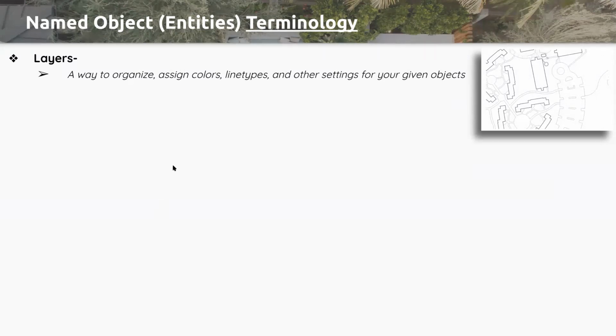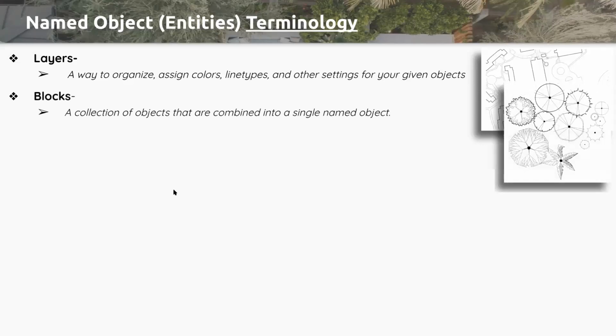So that's what a layer is. A block is basically a collection of objects combined into a single named object. So it could be broken out into different layers, the line types that you're going to be using, or the object types, circles and polylines and hatches and that kind of stuff. But those are all wrapped into a single entity, making it a lot easier for the system and you to move things around and adjust stuff.